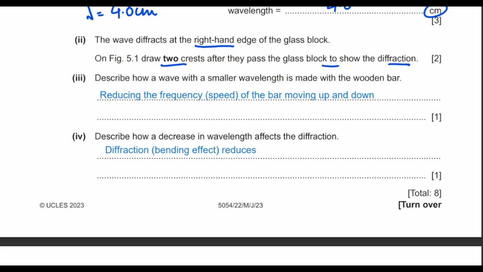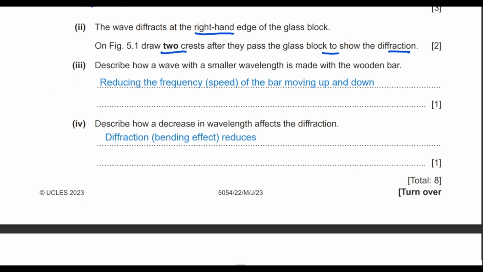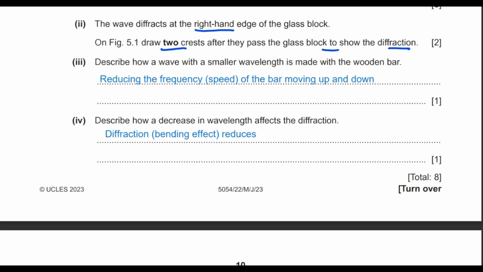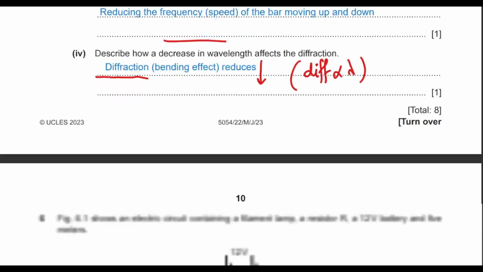Next is describe how the decrease in wavelength affects the diffraction. So again, this is from diffraction, that the extent of diffraction is dependent on the wavelength. If you decrease the wavelength, the diffraction effect also decreases, or the bending decreases or reduces.